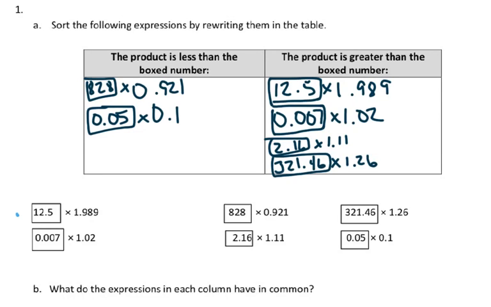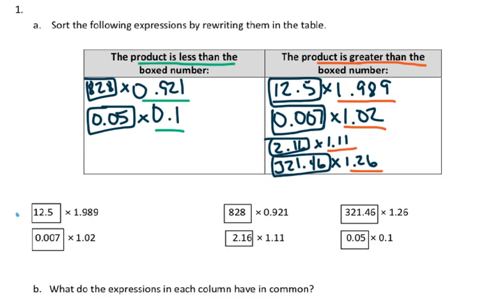Okay, so here are all the expressions when they're sorted. So part B says, what do the expressions in each column have in common? So I just wanted to point out, and your students may already see this, that the product is less than the box numbered when the multiplier is less than 1. And the product is greater than the box numbered when your multiplier is greater than 1.